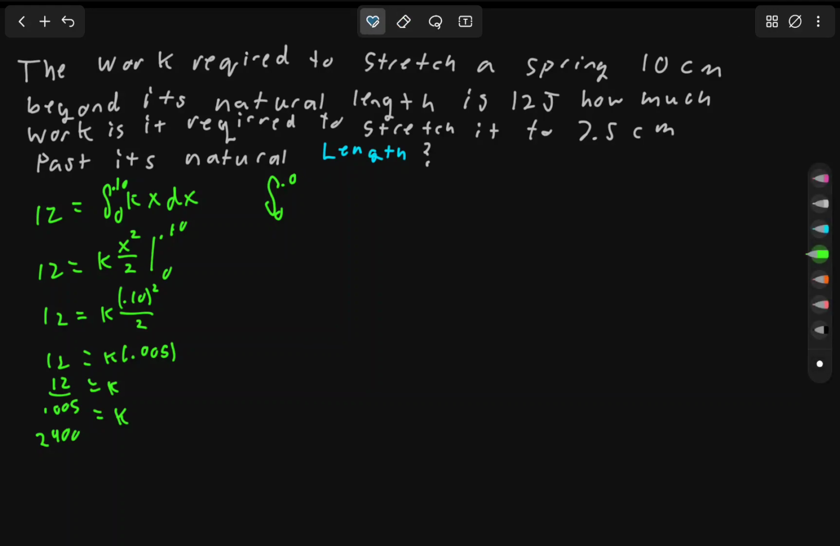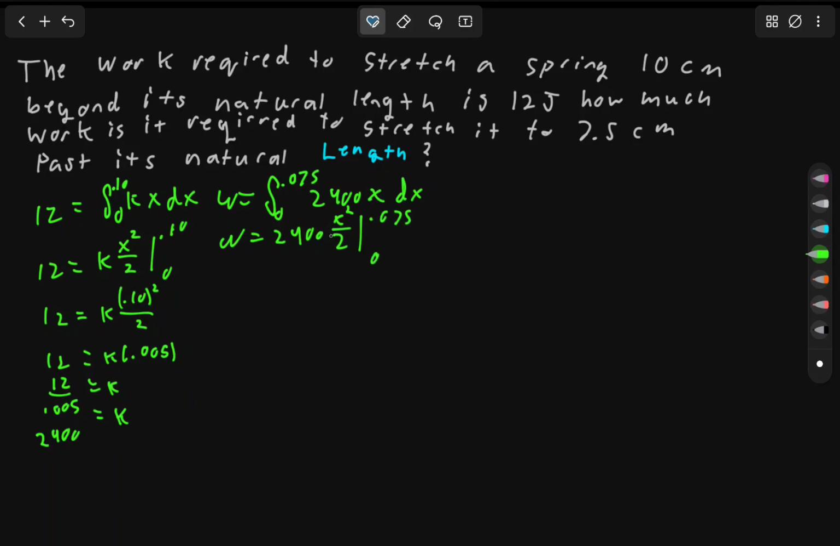Alright, so 0.075 times 2400 x dx. And this function here is going to give us the work required. So we get work is equal to 2400 times x squared divided by 2, evaluated from 0.075 to 0.